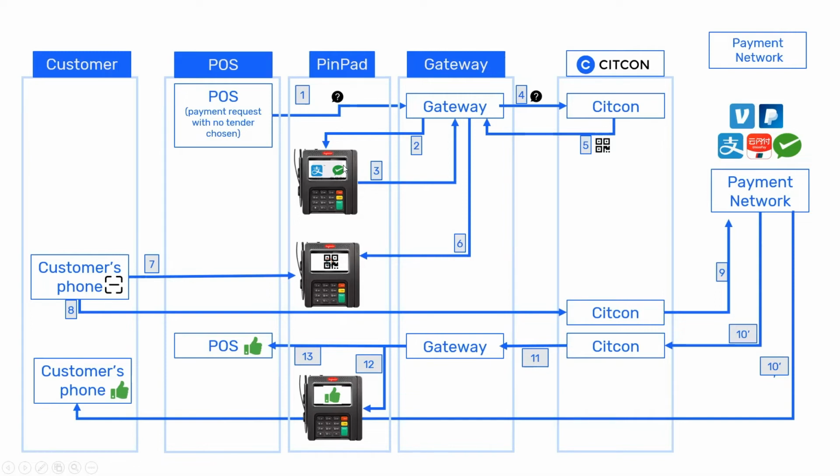The gateway enables the PIN pad. Then the customer selects, let's say Alipay in this case. That was just the example I took. Then the gateway says, okay, I need an Alipay QR code, right? Then it contacts Citcon. Citcon sends it to the gateway, which displays that QR code on the PIN pad. Then the customer will go and scan that QR code, and then the transaction will happen. The rest is kind of simple.